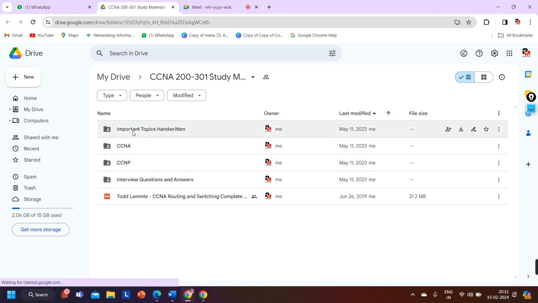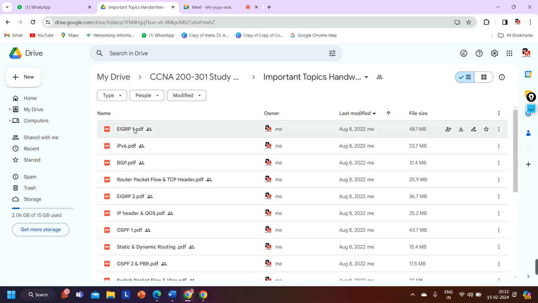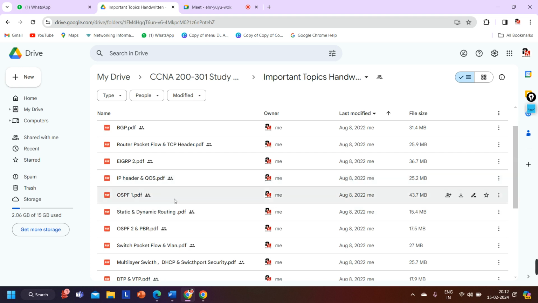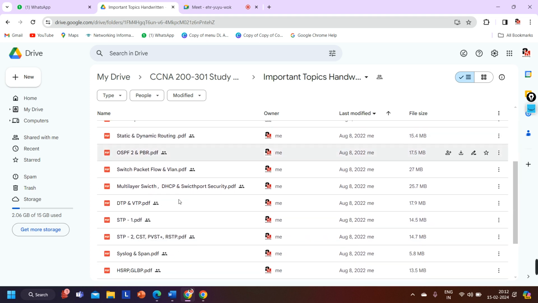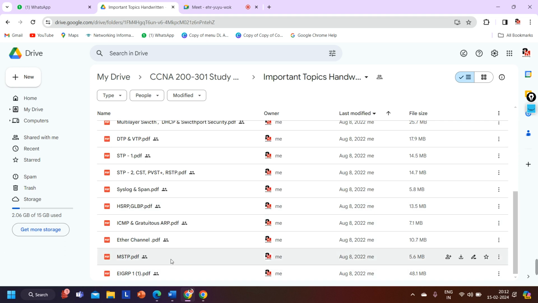four folders. One, important topics, notes. These are handwritten notes, right? So let me open it. Let me show you. See guys, when we discuss EIGRP protocol, IPv6, BGP, router, packet flow, and TCP header, like EIGRP part 2, IP header, quality of service, OSPF, static and dynamic routing, right? So these are notes, topic by topic, right?